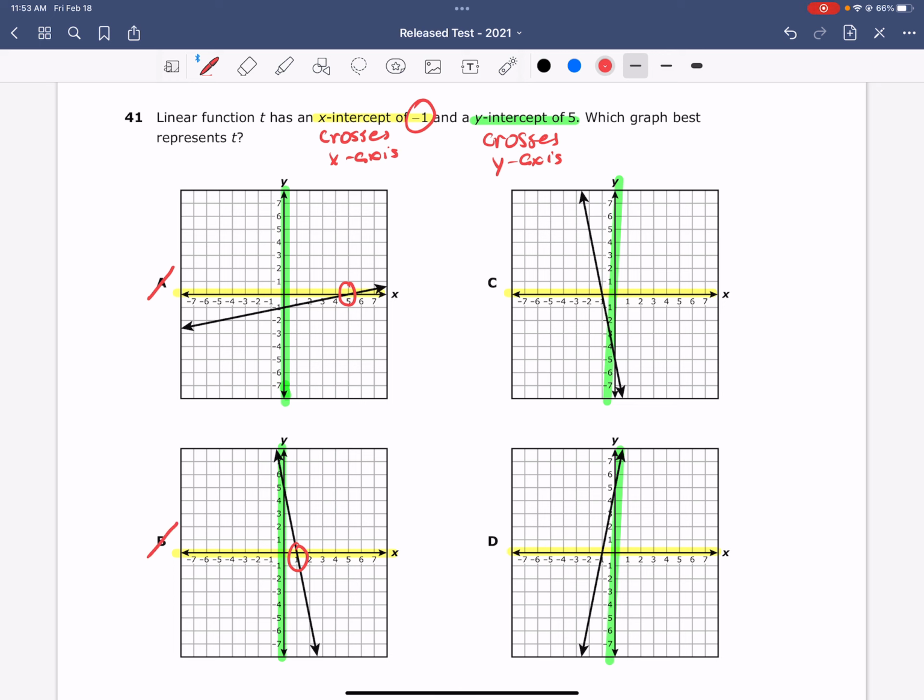Letter C, we cross the x-axis at -1, so this one could certainly be the correct answer. And in letter D, we also cross the x-axis at -1, and so this one could also be the correct answer. It's down to C and D, and so now we go on to our second criteria, a y-intercept of 5. Notice that this answer choice, letter D, is where we cross the y-axis at 5. And so D will be the correct answer.